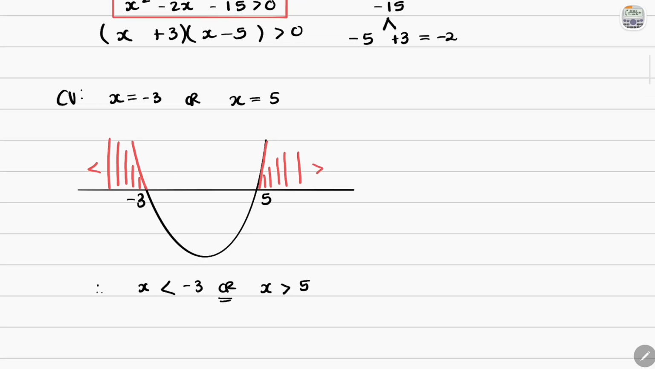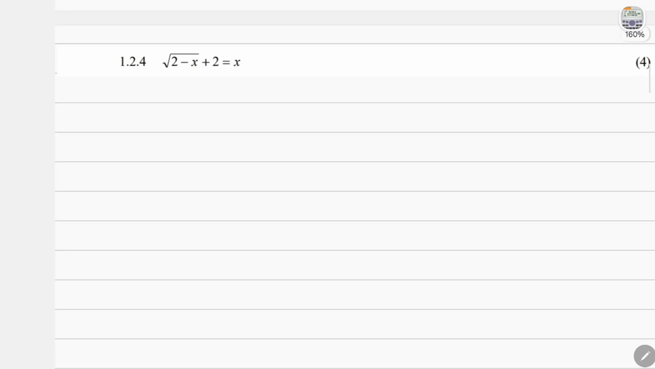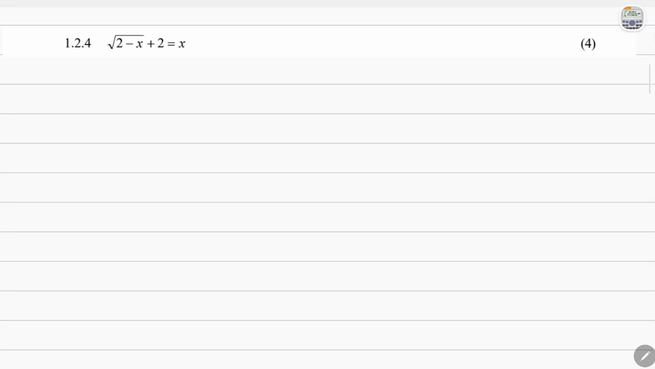Moving on to the next question. Question 1.2.4, we have an equation with a surd and we need to solve for x. So the first step with equations with surds is you need to isolate the surd. So leave it on this hand side. Leave it here as 2 minus x and then transpose the 2. So we have x minus 2.